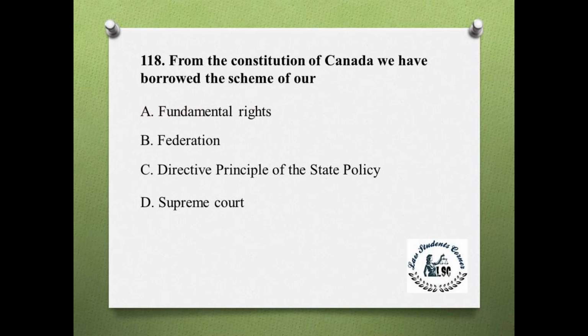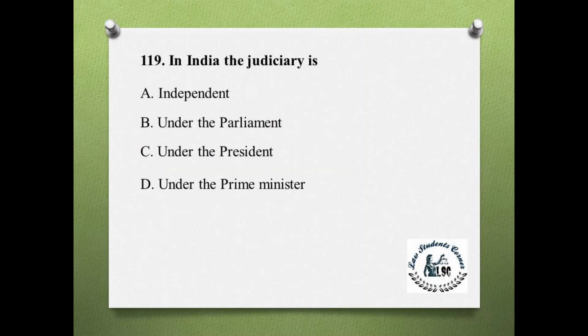Question number 118. From the Constitution of Canada, we have borrowed the scheme of our option A. fundamental rights, option B. federation, option C. directive principle of the state policy, option D. Supreme Court. Correct answer is option B. Federation.